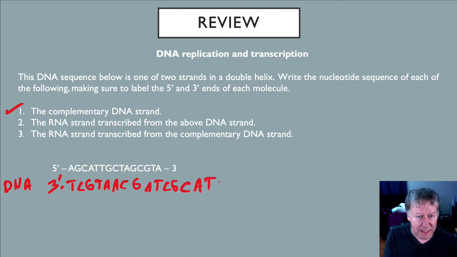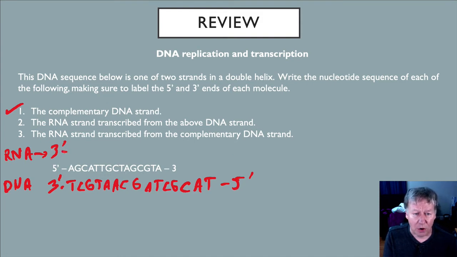C, A, T. That's my 5' end. That would be our complementary DNA strand, so number 1. Next up, the RNA strand transcribed from the original strand of DNA, right here. I'm going to do that with our RNA strand. So that would also be 3'. Okay, well, 5' on the other end, but I'll draw that in at the end when I have space.